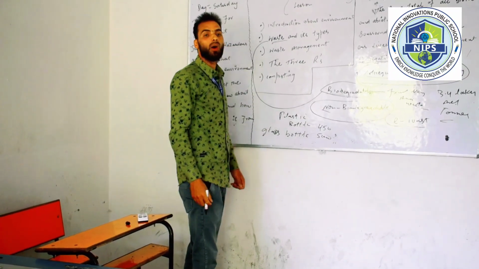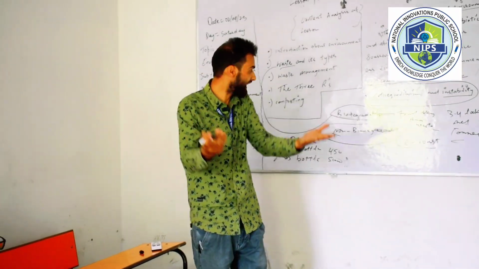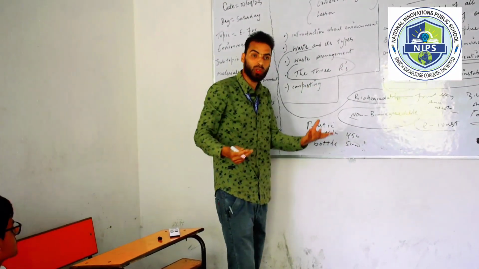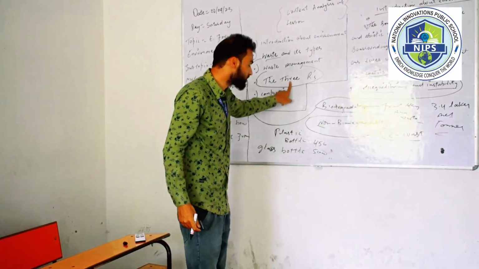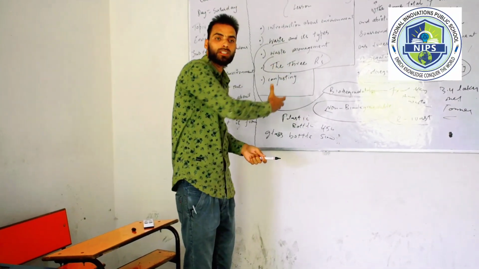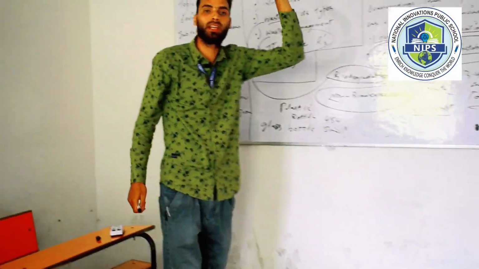Now, sir, how to manage? Is there any way to manage? Yes, there is. We have to do the 3 R's: reduce, reuse, and recycle. This is the best formula where we can get freedom from this menace, and that is why with only the 3 R's we can manage this.